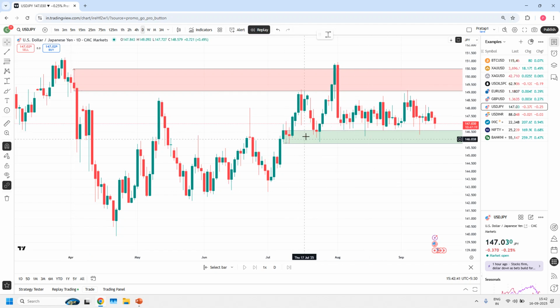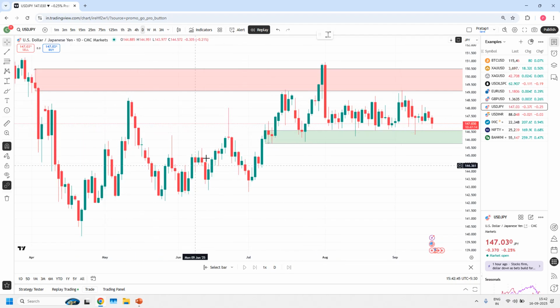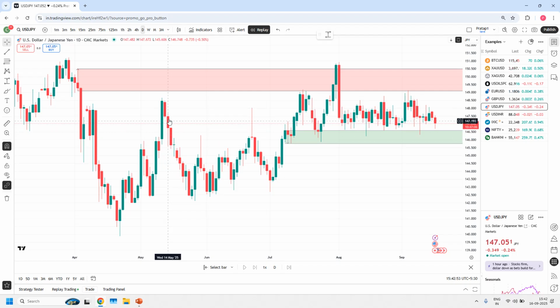But what about this demand zone? Has it violated any supply zones? No, we don't have any supply zones here. See, this is a large candle, no supply zones here. These are also large candles, no supply zones here. Here also we don't have any supply zones. And this is the valid supply zone here.